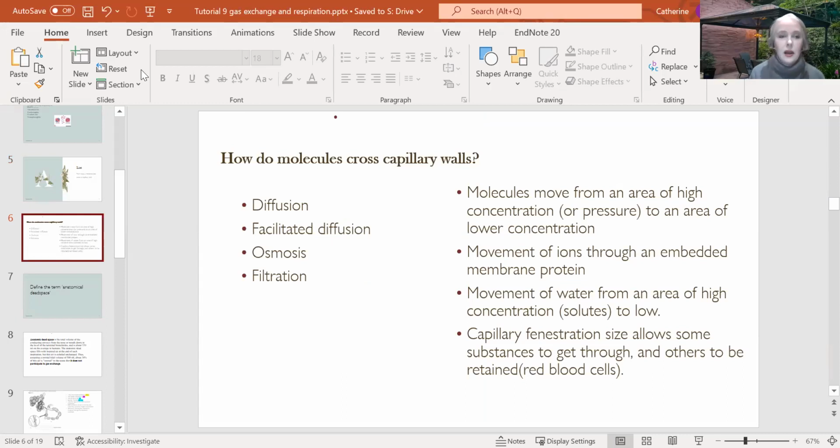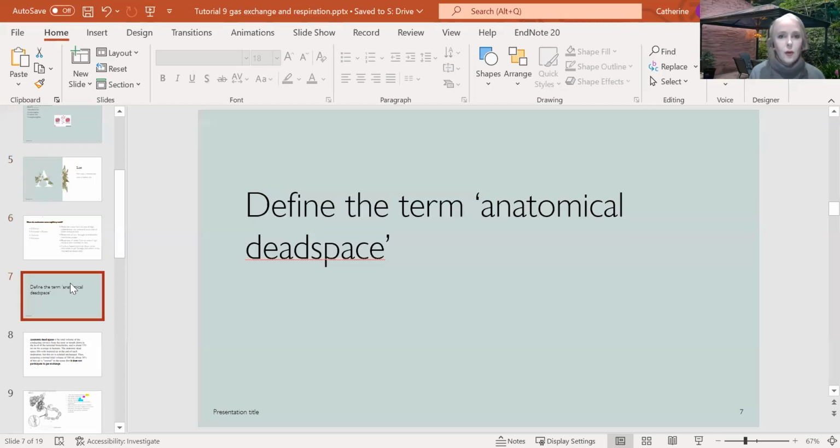Okay, now, let me get myself organised. All right, who wants to give this one a whirl? Defining anatomical dead space. Someone can look it up or look at their notes. I'm sure that you've got notes on this. I'm just trying to remember off the top of my head, so I'm probably wrong, but I'm trying to challenge myself. No, this is good.